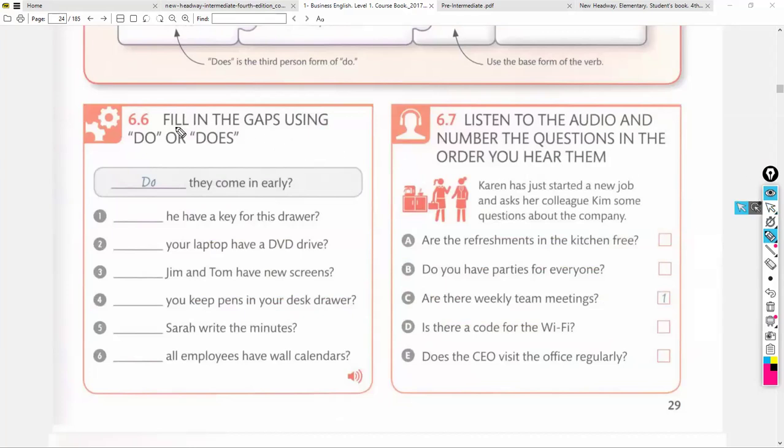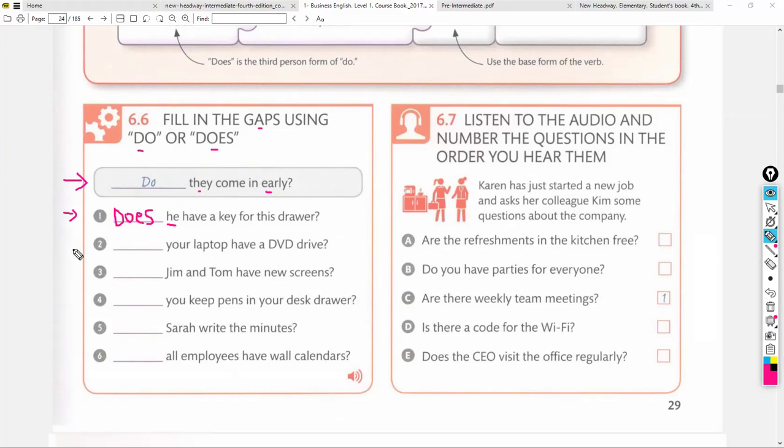Now we have this exercise, which is 6.6. This exercise is about filling in the gaps using do or maybe does. Number one is already solved for us: do they come in early? Now one, he have a key for his drawer. Does. Bravo. Does he have? Why does? Because of he.